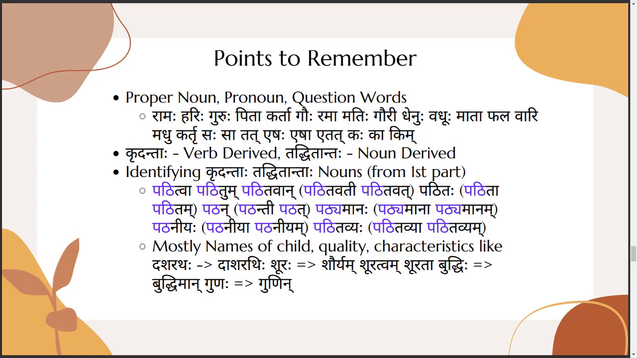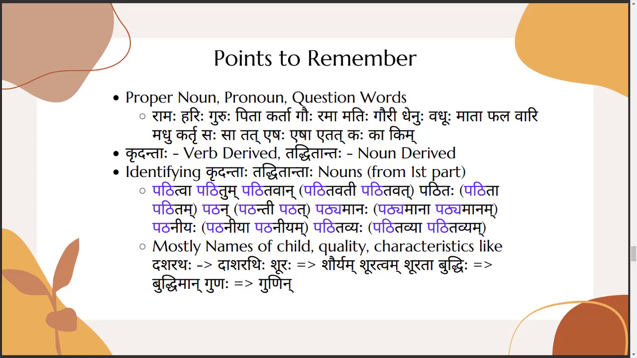Ramaha, Akaranta Shabdaha, Harihi, Ikaranta Pullinga Shabdaha, Guruhu, Ukaranta Pullinga Shabdaha, Pita, Rikaranta Pullinga Shabdaha, Karta, Rikaranta Pullinga Shabdaha, Gohu. This is Okaranta Go Shabdaha. Like that, Rama, Matihi, Gauri, Dhenuhu, Vadhu, Mata. They are all Strilinga. Phala, Vari, Madhu, Kartru. They are all Napumsakalinga. Saha, Sa, Tat, Yeshaha, Yesha, Etat, Kaha, Ka, Kim. They are all pronoun and question word.